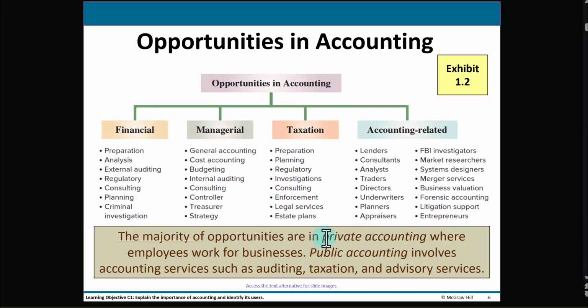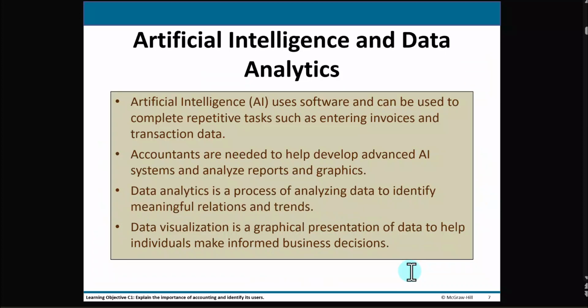This term here, private accounting, is generally any business that has accounting needs. Now, I mentioned the term CPAs or external auditors. That's called public accounting. Here they're doing the auditing of the financial statements or preparing tax returns or giving tax plans or advisory services like installing accounting systems.